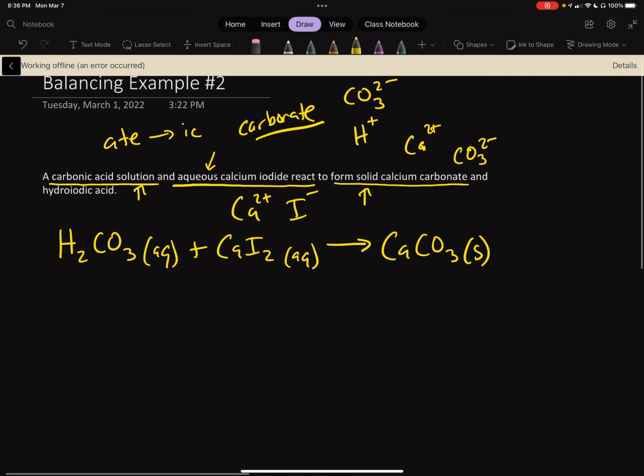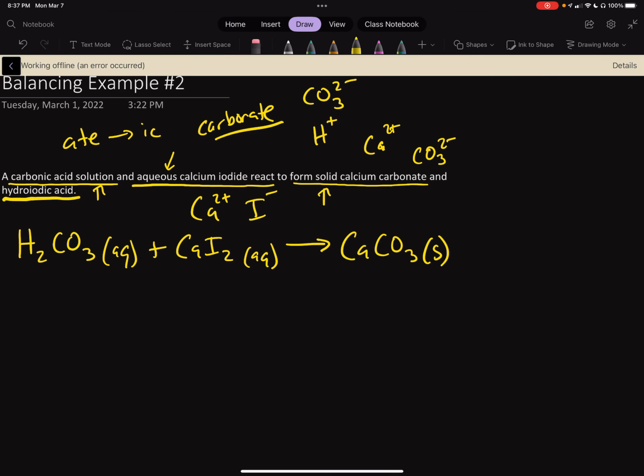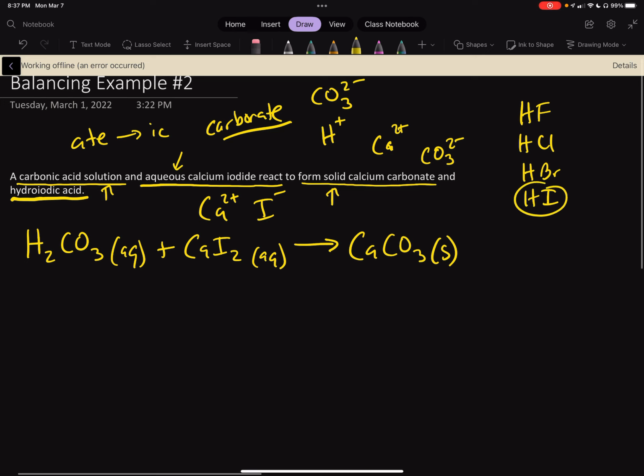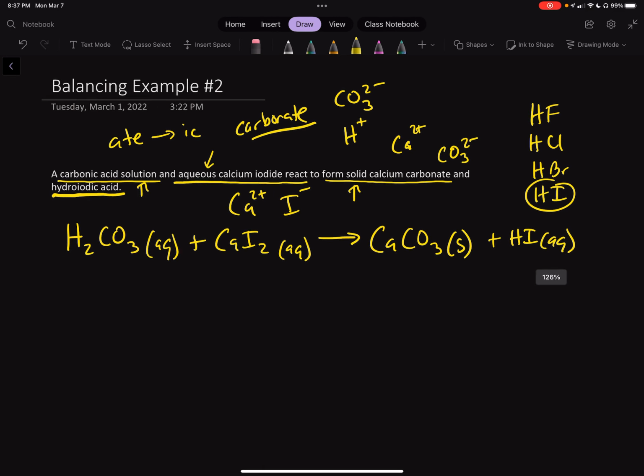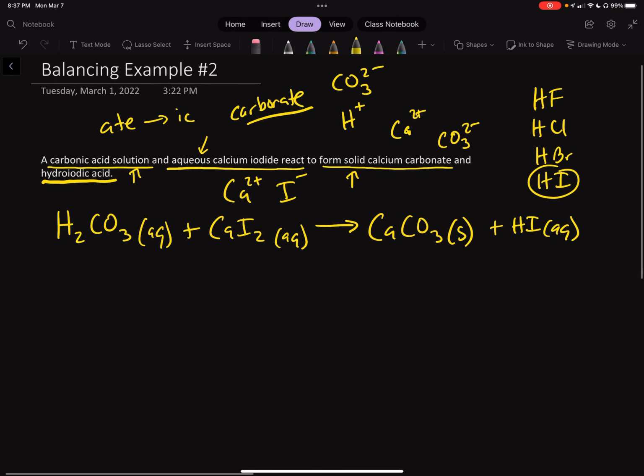Okay, next it said, and hydroiodic acid. So hydroiodic, the hydro in front means it's one of those binary acids. So like HF, HCl, HBr, HI. So the acids that form with the halogens. So hydroiodic would be this one. So HI. And then the word acid tells us that it's dissolved in water, so we can label it aqueous.